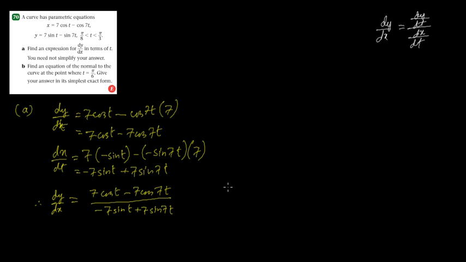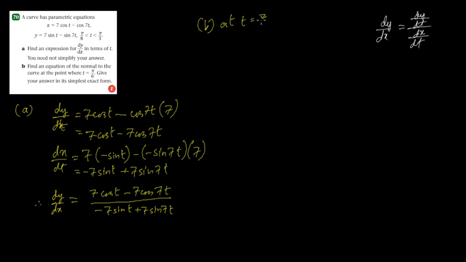So this is the derivative that we have here. Let's move on to question number B. Question number B is we have to find the equation of the normal to the curve at the point t equals pi by 6. First of all, let's find the gradient.